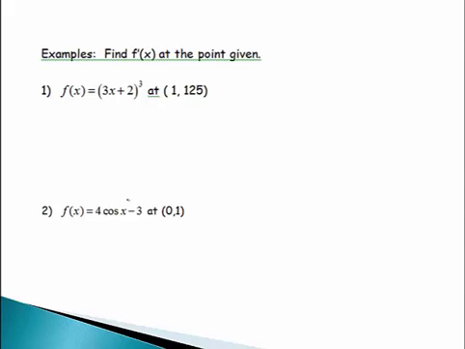This one, however, we can do by hand. We know how to take the derivative of 4 cosine x minus 3. So we could do this by hand just as easily, and then we would plug a 0 in for all my x's. We're going to let the calculator do this.